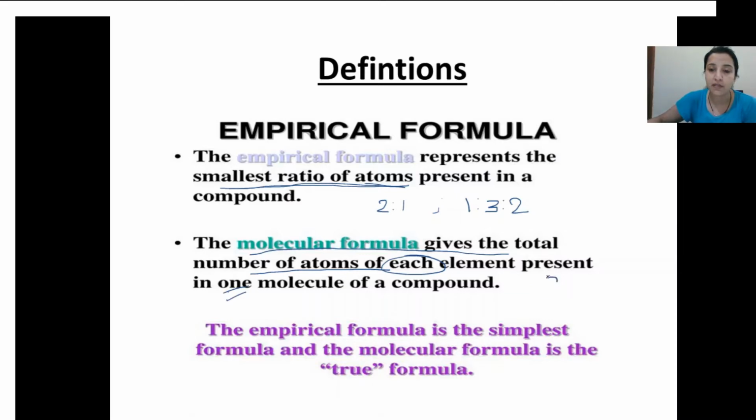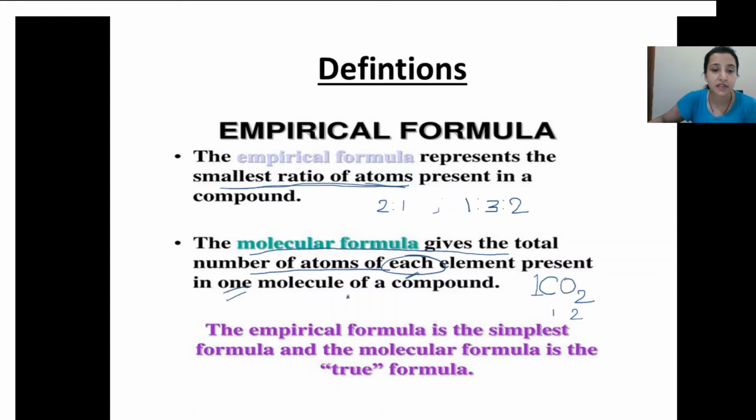For example, if I mention CO2, one molecule. How do we know it's one molecule? I've already specified in my earlier videos. If no number is written before, that means it is 1. So if it is a CO2 molecule, how many carbon atoms are there? 1. And how many oxygen atoms are there? 2. So molecular formula gives us the total number of atoms of each element, like carbon and oxygen, in this compound.